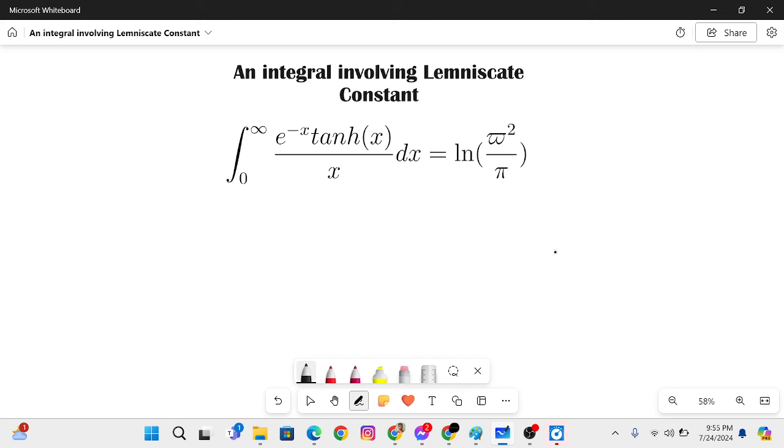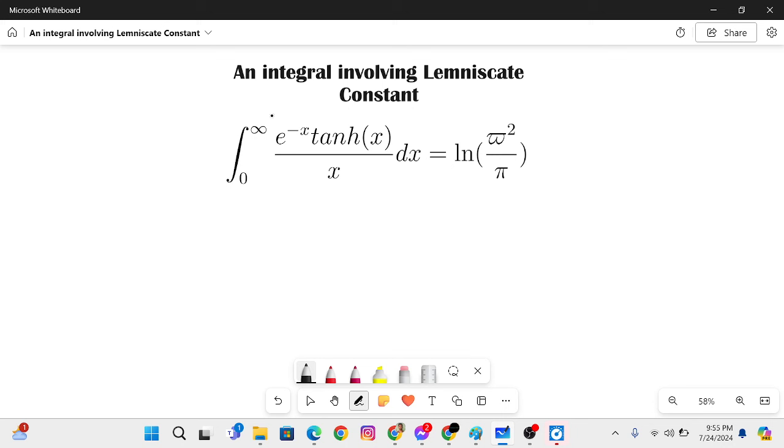An integral involving the Lemniscate constant. The Lemniscate constant is basically this bare pi variable that you can see over here, and this is the integral from 0 to infinity of e to the power minus x tan x by x dx, which equals ln of bare pi square by pi, basically the Lemniscate constant square by pi. Let us try to prove this result.